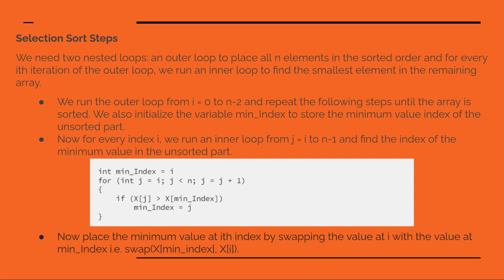We also initialize the variable min index to store the minimum value index of the unsorted part. Now for every index i, we run an inner loop from j equal to i to n minus 1 and find the index of the minimum value in the unsorted part. Then place the minimum value at the ith index by swapping the value at i with the value at min index. So swap x[min index] and x[i].